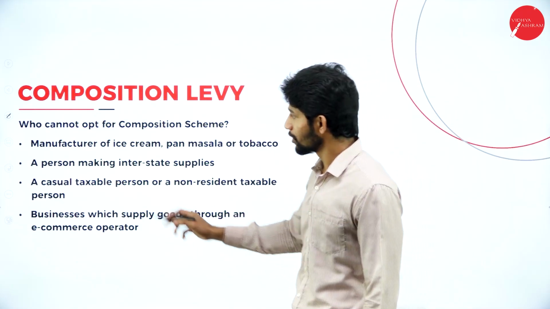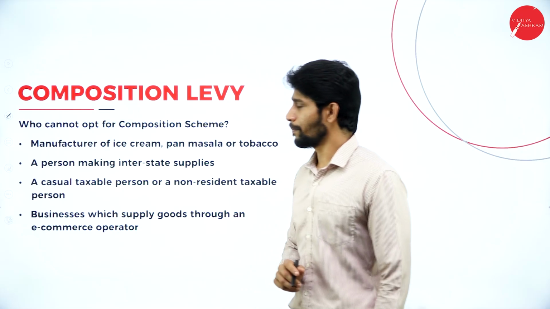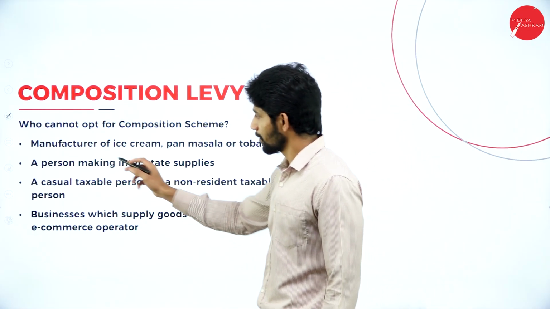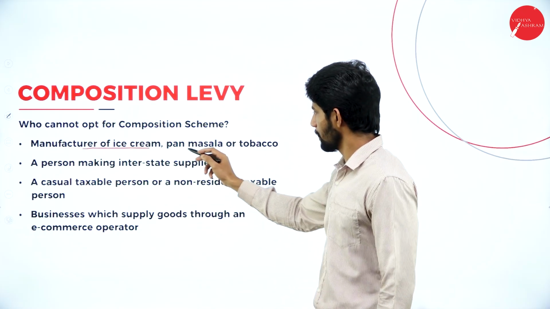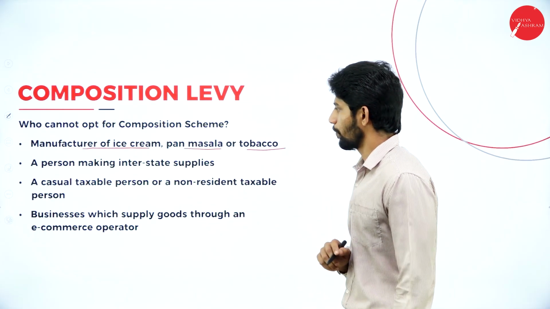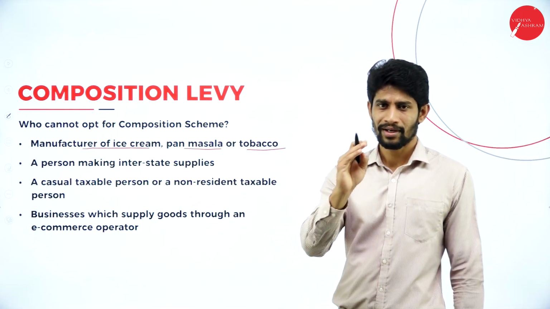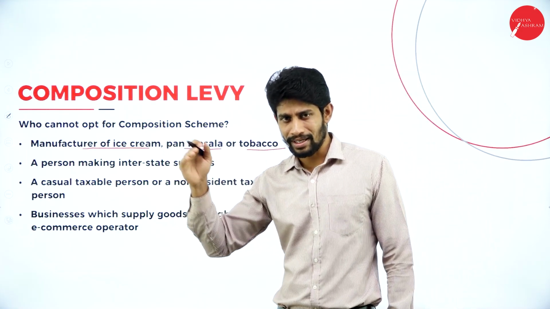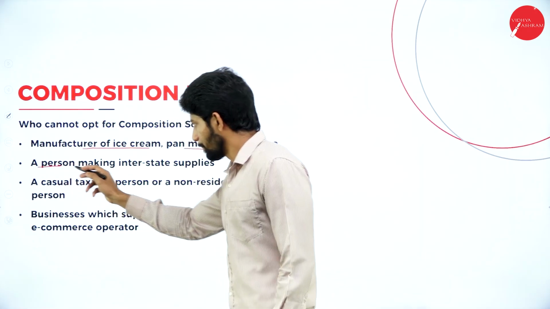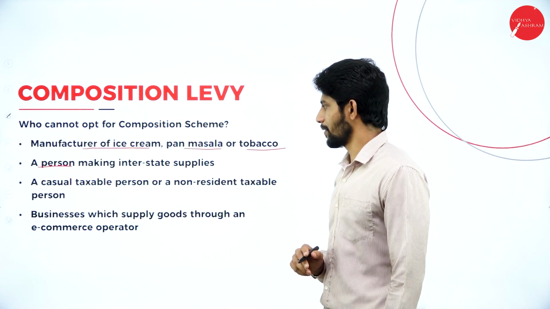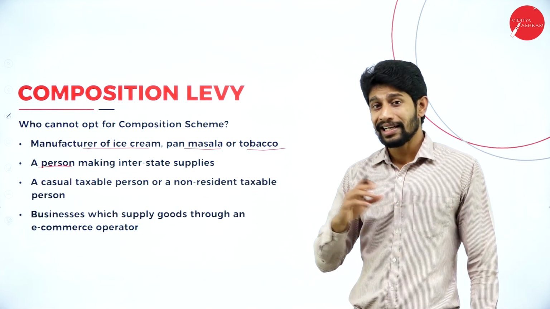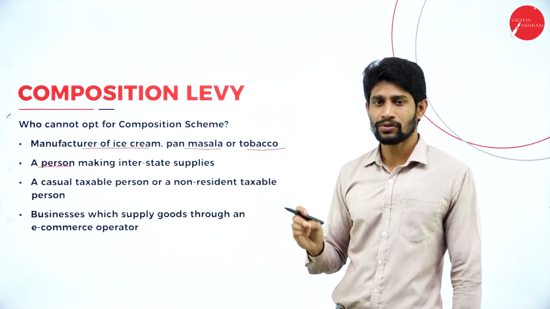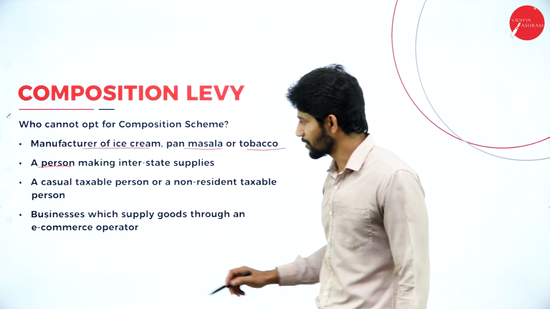Before that, who cannot opt for the composition scheme? Manufacturers of ice cream, pan masala or tobacco, even though their turnover is less than 1.5 crore. A person making interstate supplies, that means supply between two states, also cannot opt for the composition levy scheme.